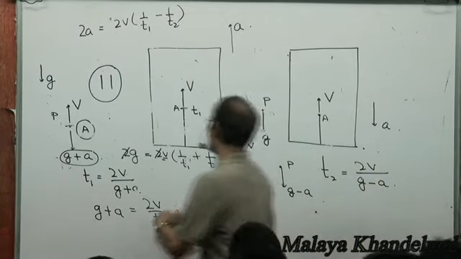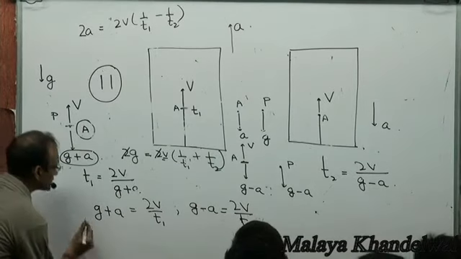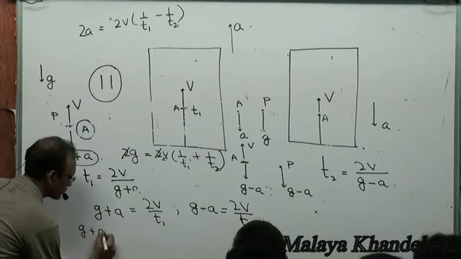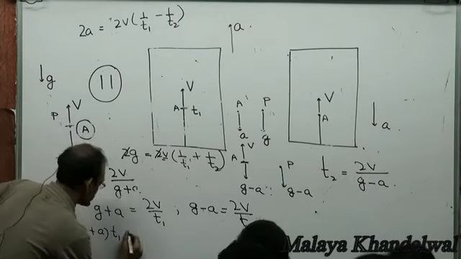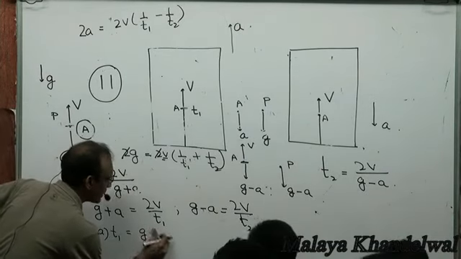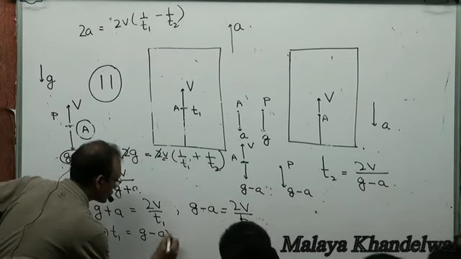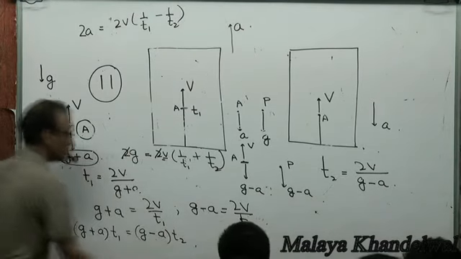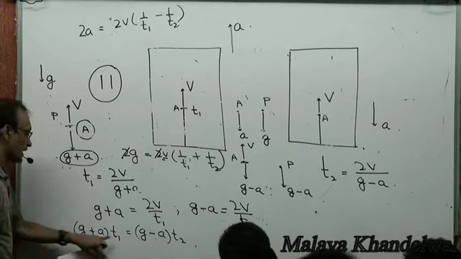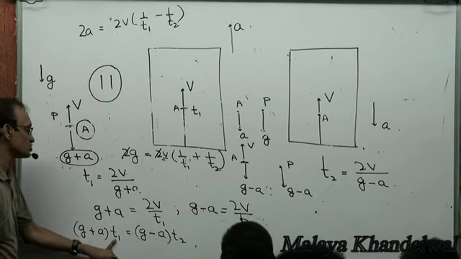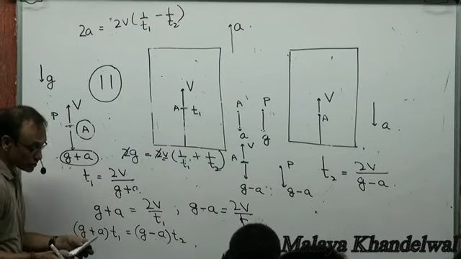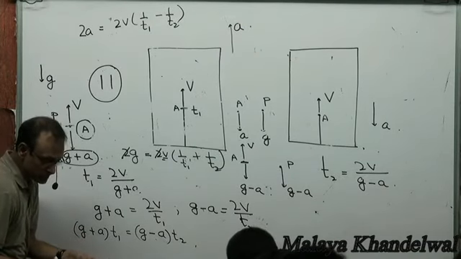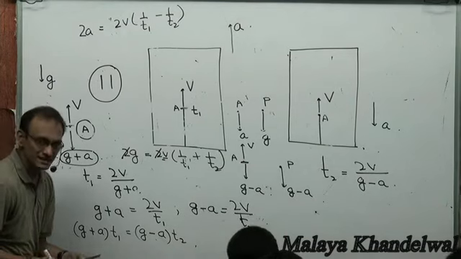In fact, right away I can say g plus a into T1, g plus a into T2, g minus a into T2, both are equal to 2V. And then T1, a into T1 minus T2, g into T2 plus T1, right? So that makes option C also correct. Option B is correct. Option C is correct.